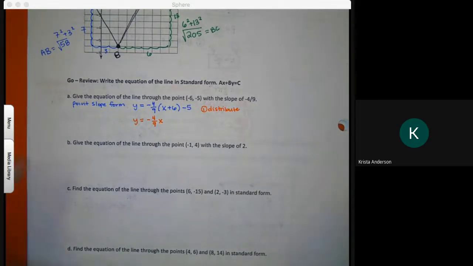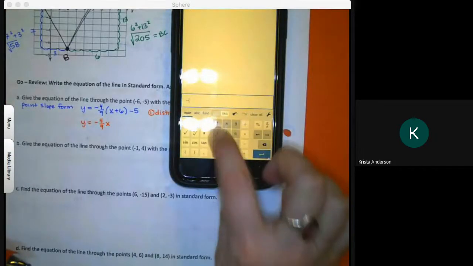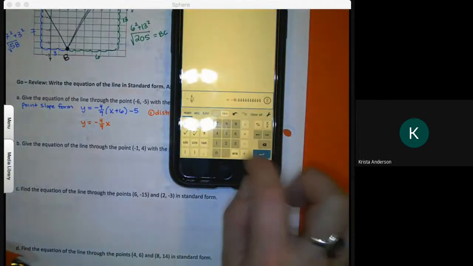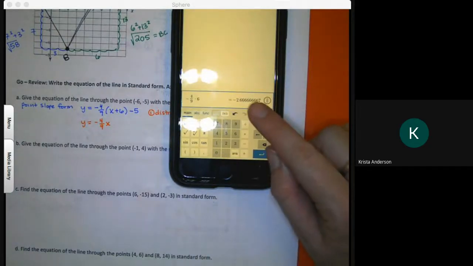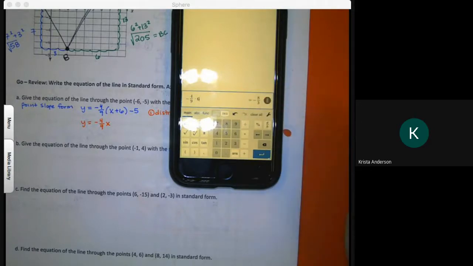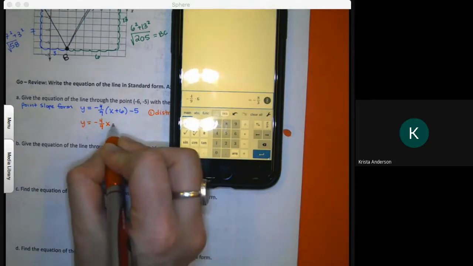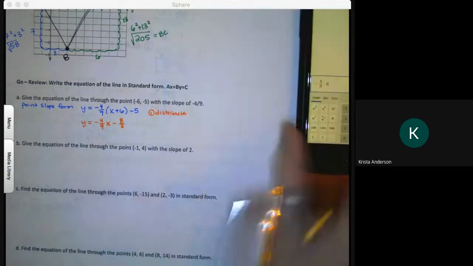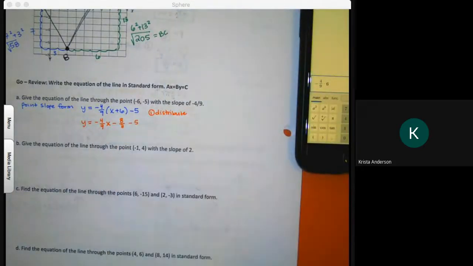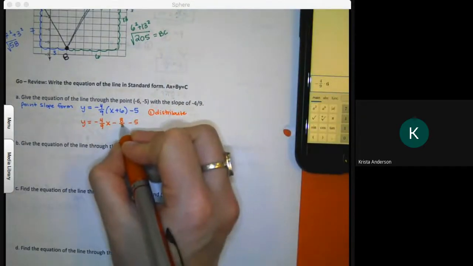Then I'm going to multiply negative 4 over 9 multiplied by a positive 6. I don't want to write a huge decimal out, so I'm going to write it as a fraction. Is that okay? Negative 8 over 3. And then I have a minus 5 hanging out right here. And this is a 3.